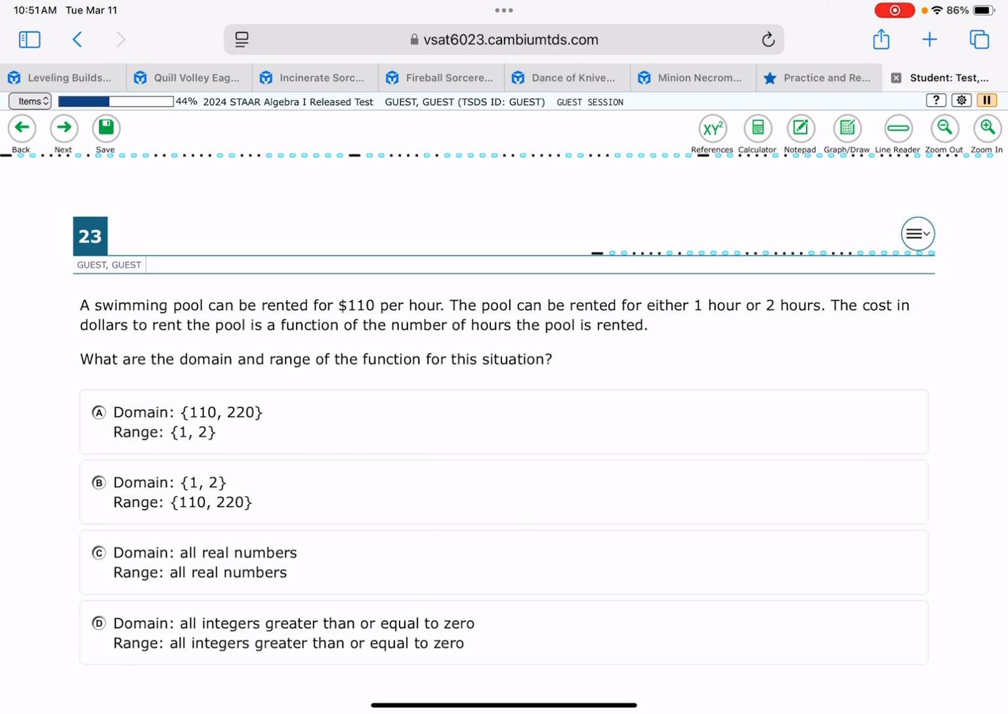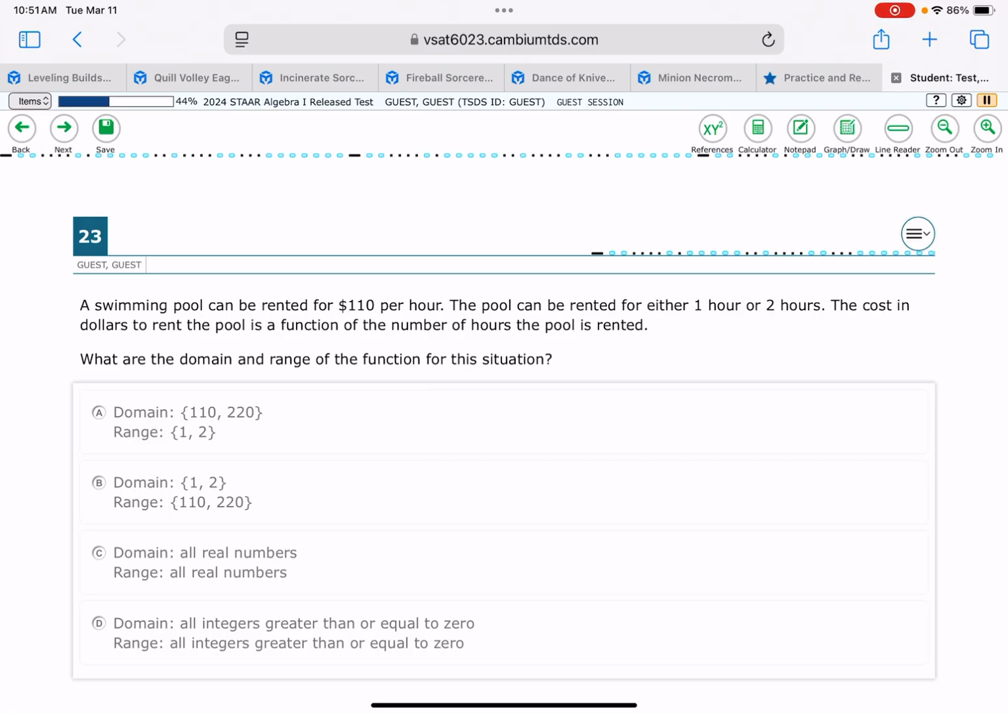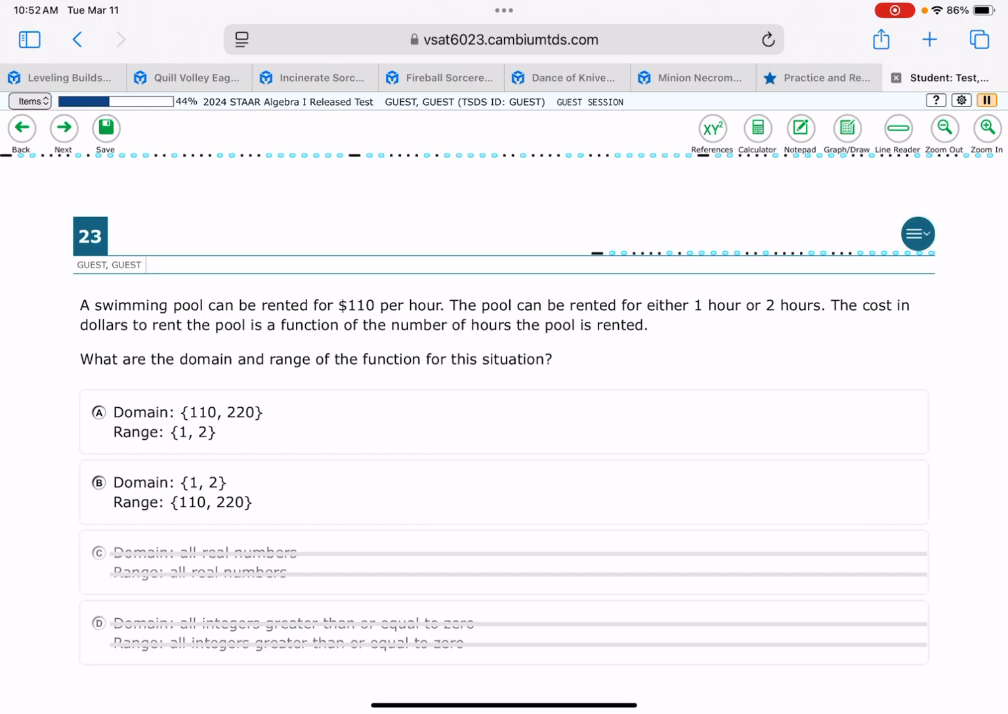This one doesn't need calculations either. We know that we're talking about a number of pool hours and we have a limited amount of time that you can rent the pool. So our domain is not going to be all real numbers in any way, shape, or form. So our answer C and D are out. Now, if you look at our answer choices, time is always going to be the domain. Time is always going to be related to domain.